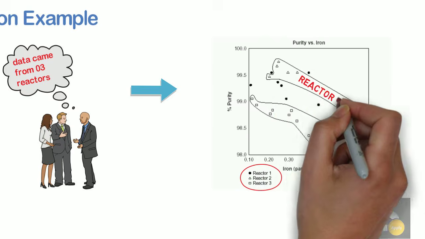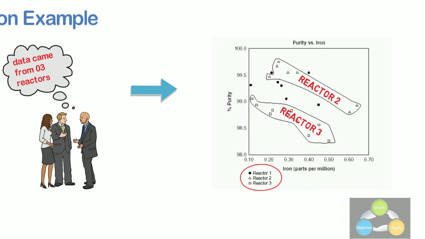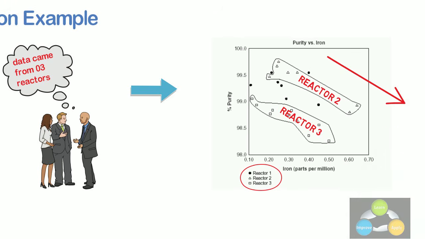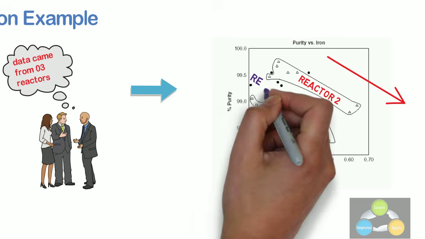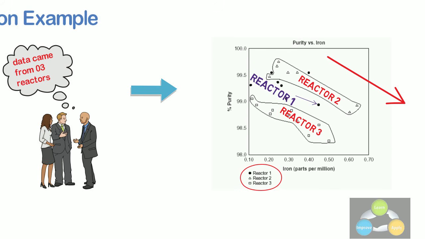The data from reactor 2 and reactor 3 are circled. Even without doing any calculation, it is clear that for those 2 reactors, purity decreases as ion increases. However, the data from reactor 1, the solid dots that are not circled, do not show that relationship. Something is different about reactor 1.